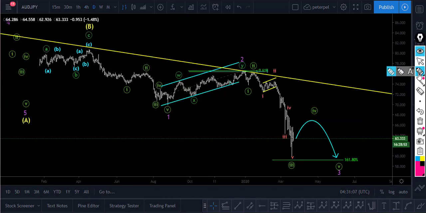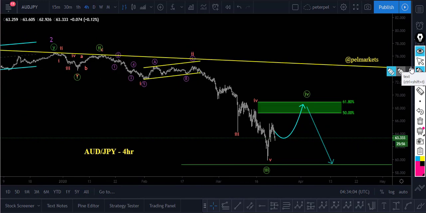Our next pair is AUD Japanese yen. In AUD Japanese yen, we are in purple wave 3 with an internal count of 1, 2, 3, and here we are waiting for wave 4 to develop and then we sell to complete our final wave 5. On a 4-hour time frame of AUD Japanese yen, we've now seen a completion of green wave 3.